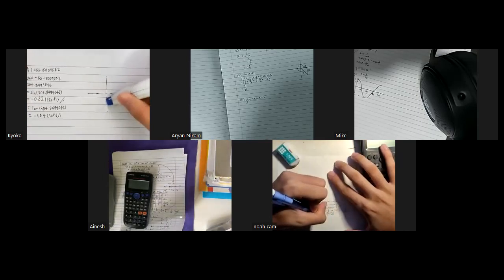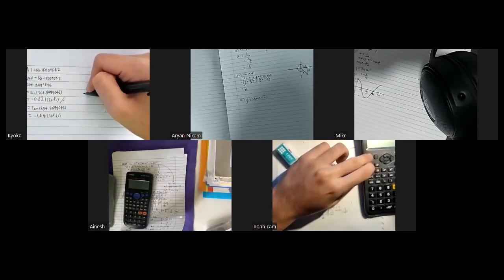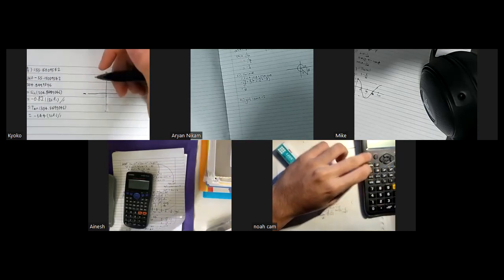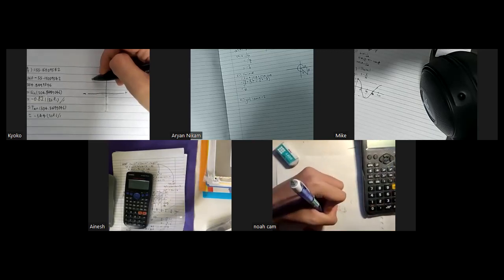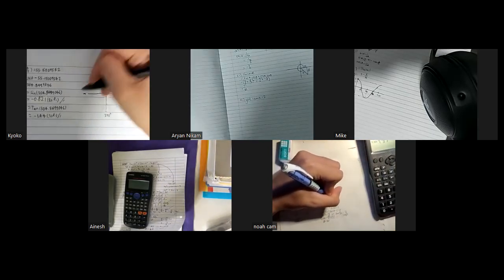This is just to remind you. Right, so both of you, Kyoko and Ainesh, you should be starting with the axis. The triangle method totally depends on this axis. Ainesh, are you ready to start? Yeah.